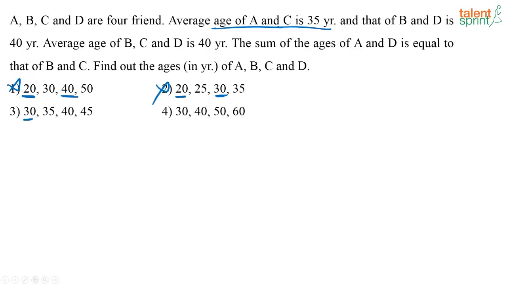Look at this option. Age of A is 30, age of C is 40. So what is the average here? The average is 35. So this seems to satisfy the given condition. Look at this option. 30 and 50. So here the average will become 40. Average age of A and C is going to be 40. So this is also not your option. So definitely this has to be your correct option. So this is your right answer.